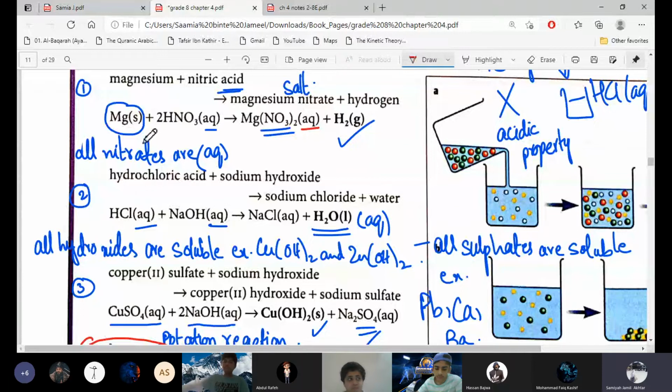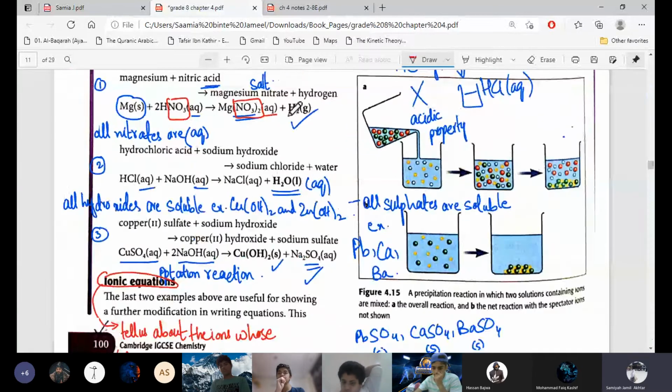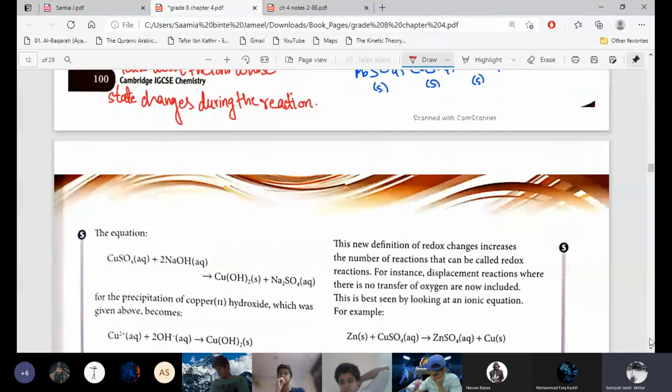So in the ionic equation we will write these substances whose state changes during the reaction. And nitrate, you can see, was aqueous before and after the reaction also it is aqueous. So there are some ions whose state remains the same during the reaction, and some ions whose state changes. So the ionic equation represents the ions whose state changes.